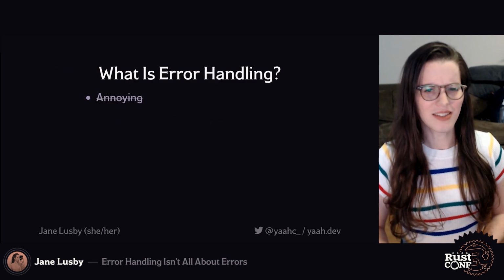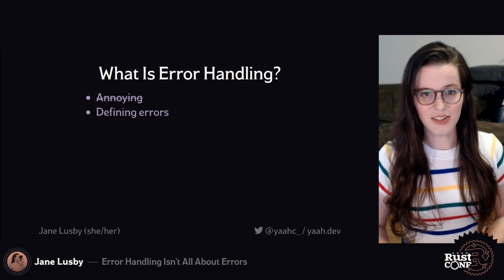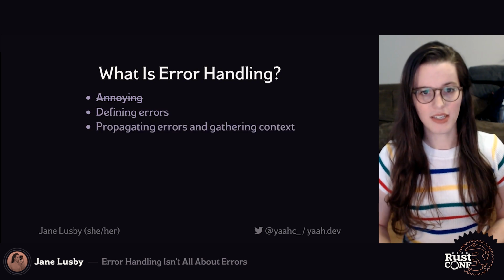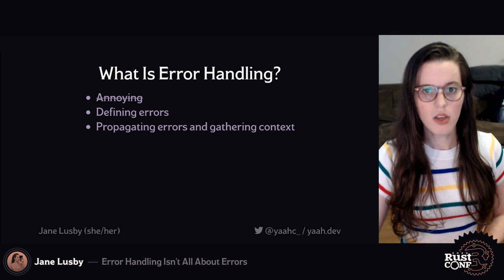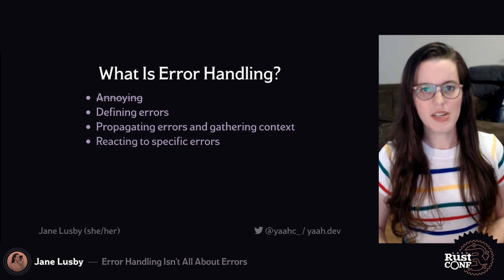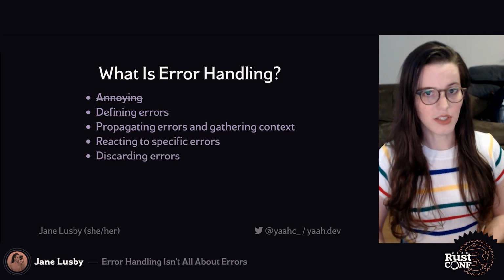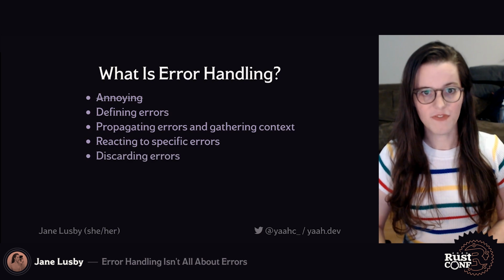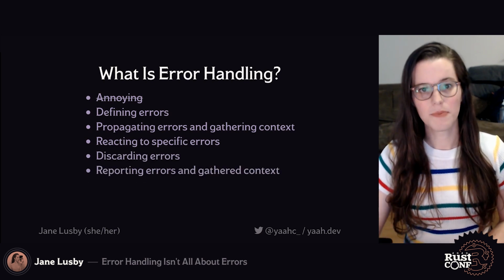Error handling is a lot of things when you zoom in up close. Error handling is defining errors. It's propagating errors and gathering context. And by context, I mean stuff like the path you tried to open or a backtrace showing where your error came from. It's also reacting to specific errors and discarding errors, doing so intentionally and visibly. Finally, it's also reporting errors and their gathered context.